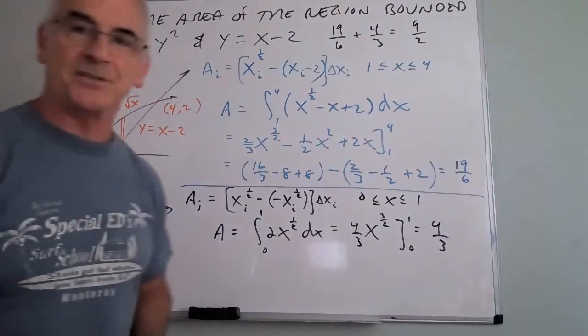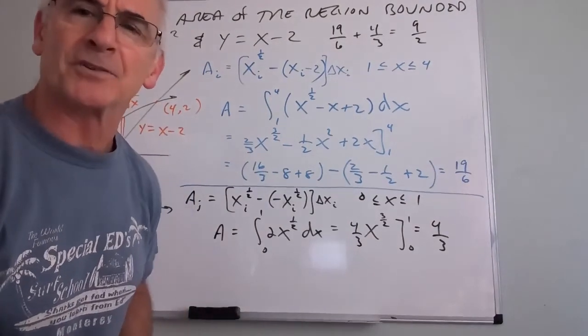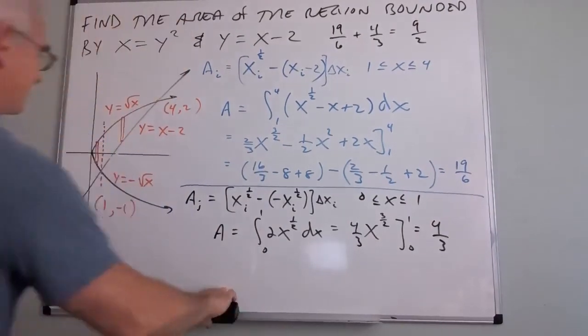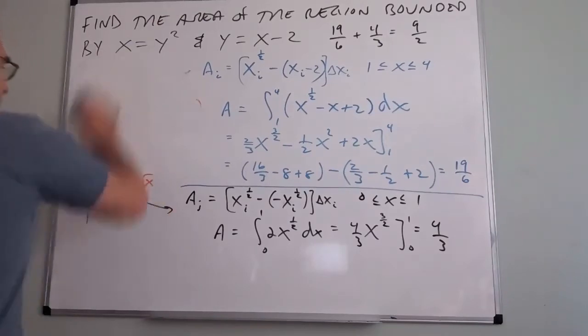Could we have done this easier, Nate? You seem to have a clue on this. Could we have made this easier? Yeah, since we have the parabola as the top one and the line as the bottom one, or just, sorry, take the horizontal slice. Or take a horizontal slice.